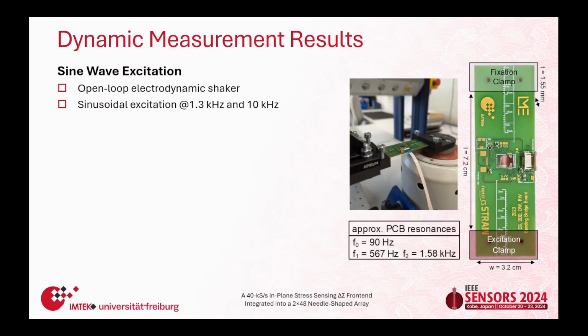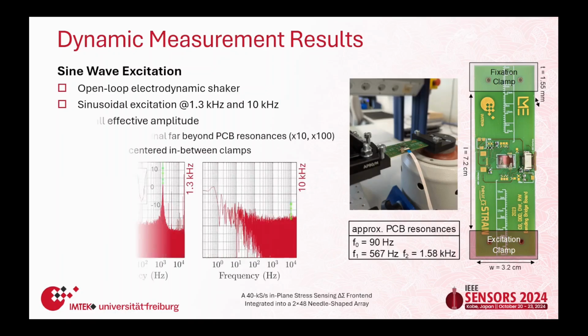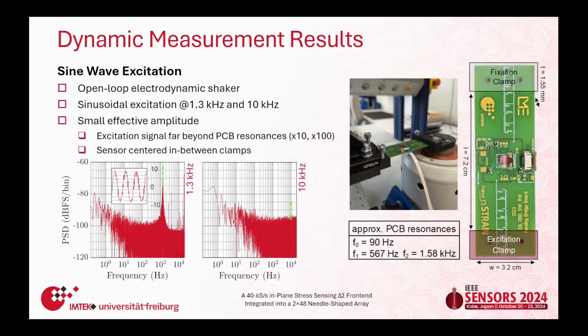In a second step, as I said before, we want to go for high-speed sensing, so we excited our PCB with an electrodynamical shaker and recorded the response. There were two frequencies, one with 1.3 kilohertz and a second one with 10 kilohertz, and this is the response we measured. I have to admit, the response is quite small. We're far off the resonance frequency of our circuit. Therefore, it was just a proof of concept that we're able to sense such high-frequency signals. But anyway, we were able to.